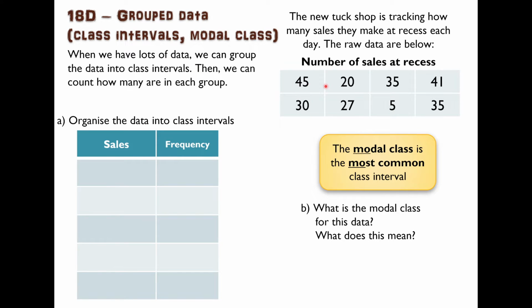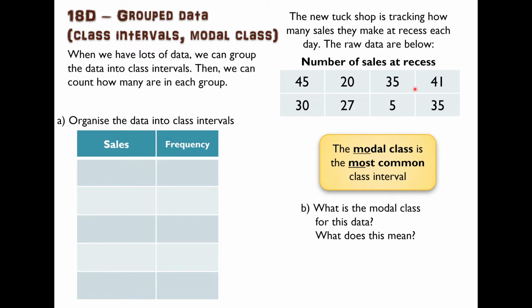As an example, I've got data here about the new tuck shop. The new tuck shop is tracking how many sales they make at recess each day. The raw data are below. Number of sales at recess: 45 sales, recess on Monday; 20 sales, recess on Tuesday, and so on.